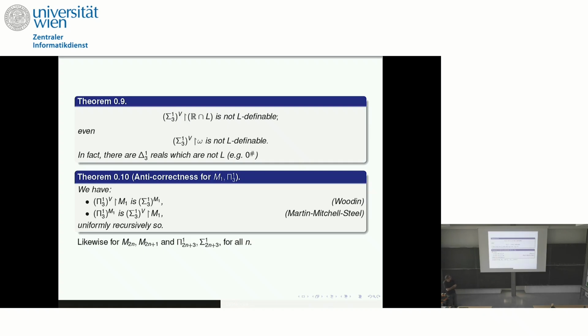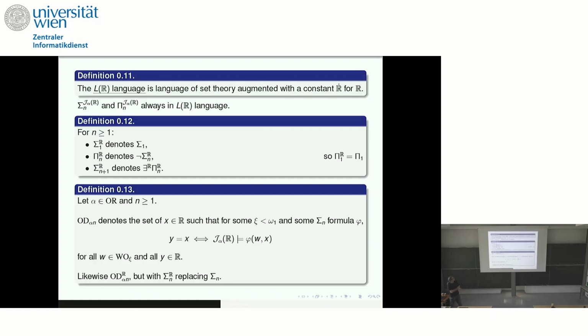Okay. And then likewise, as we go up through the higher MNs, on the odd side, we always have this inversion of truth here. Okay, so we're going to look at generalizations of this in levels of L of R. So this is always in the L of R. The definability is always in the L of R language here, which is just the language of set theory with a constant symbol for the reals. So we can always refer to the reals.